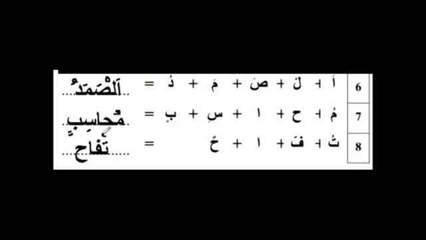So, tuf, put the shidda on the fa, tuf. Shidda does what? As if there's two of that letter. Tuffahun. And then the double dhamma symbol. The double dhamma symbol does what? Un. Tuffahun.